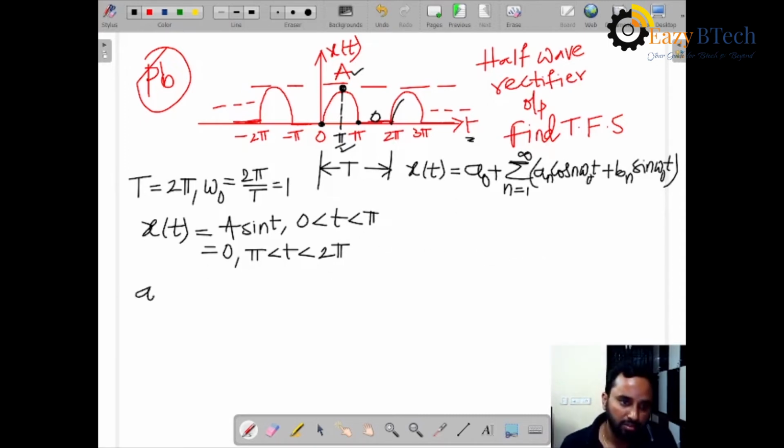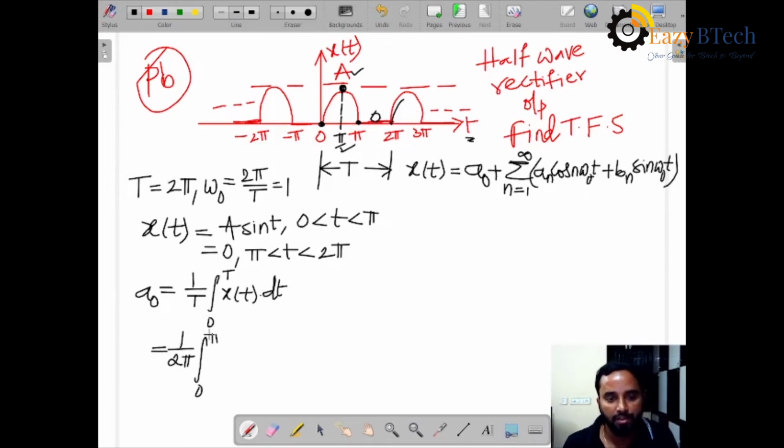Do a naught. So a naught is equal to the average value or DC value of x of t, 1 by T integral 0 to T x of t dt. So take x of t here, a sin t, and this x of t is available only from 0 to pi. So the integral limits are also 0 to pi. The time period is 2 pi, but here 0 to pi, and from pi to 2 pi it is 0. That is why x of t is available only from 0 to pi: a sin t dt. So do this integration.